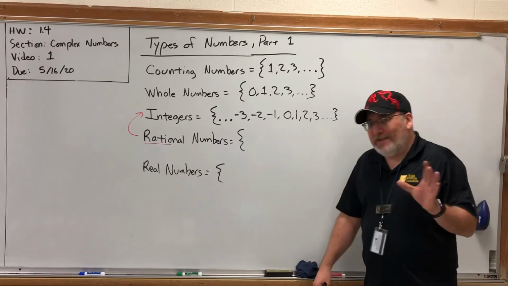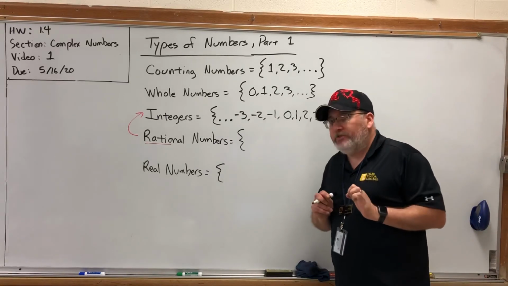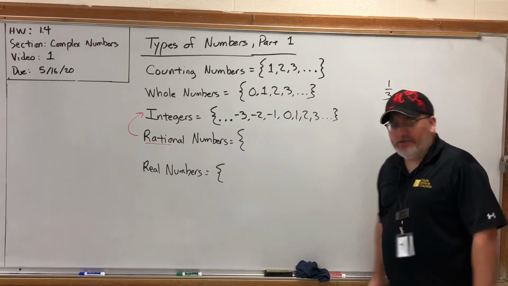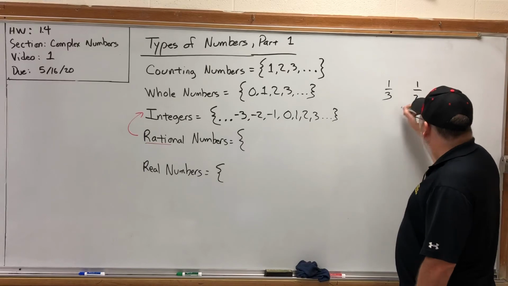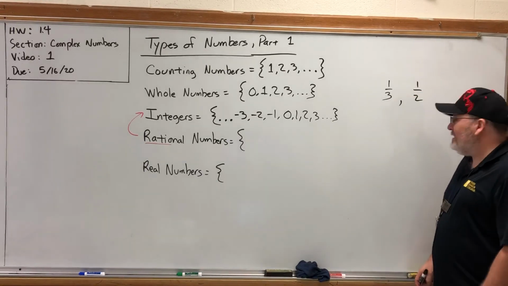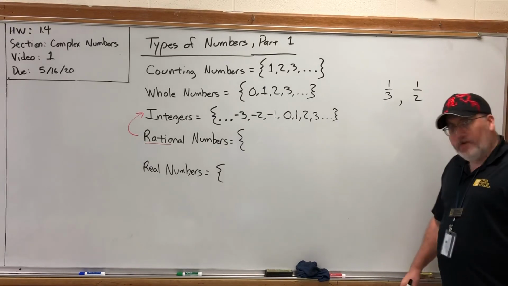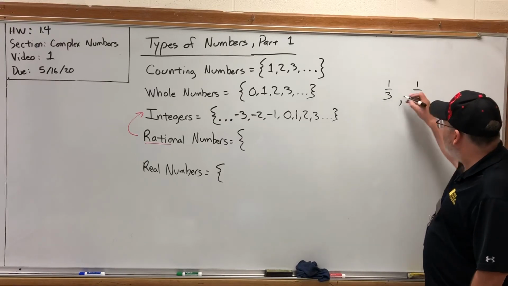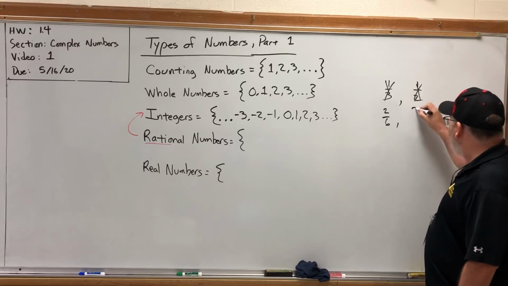In fact, they're so tightly packed in there that no matter what 2 fractions you give me, I can always find one in between. For example, 1/3 is between 0 and 1. So is 1/2. 1/3 is less than 1/2, so we'll write it to the left of it. Can you find another fraction in between? I don't think so, but you can, because you can always get a common denominator like 6. This would be 2 over 6. This would be 3 over 6.